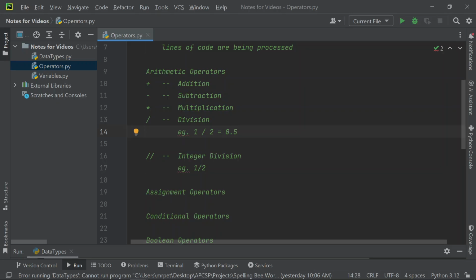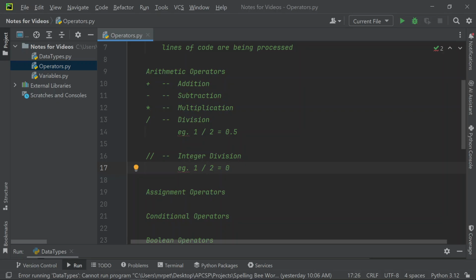0.5. So when we're doing normal division, we get what we'd expect. For integer division, it's a little bit different. We're going to get a value of 0. Why is that? Well, for integer division, the rule is whatever our result is has to be a whole number. The second rule is that we're not doing any rounding when we do integer division.